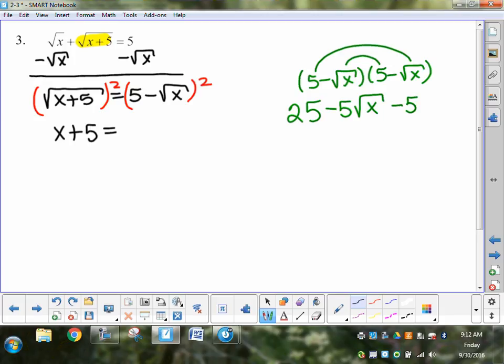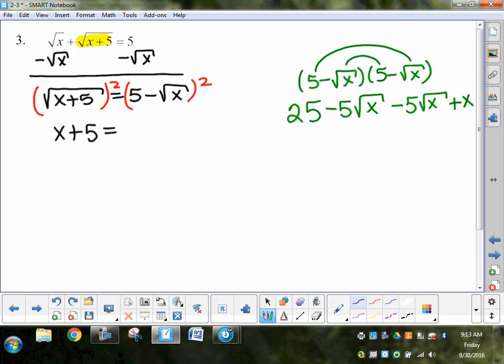Can you finish it off? It's negative root x, and negative root x is going to give you... No, positive root x squared, which would just be an x, because root x times root x would give you just the x, because it's the square root of x squared. Now, can this be simplified down? Sure. Those can come together, so now I've got 25 minus 10 root x plus x.